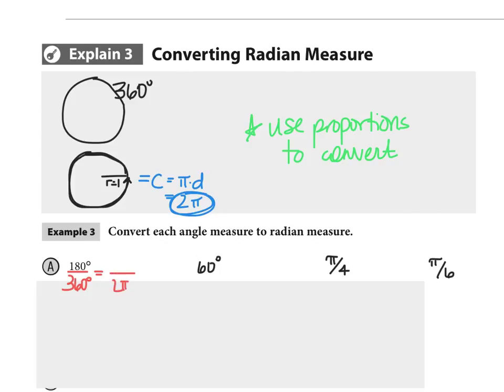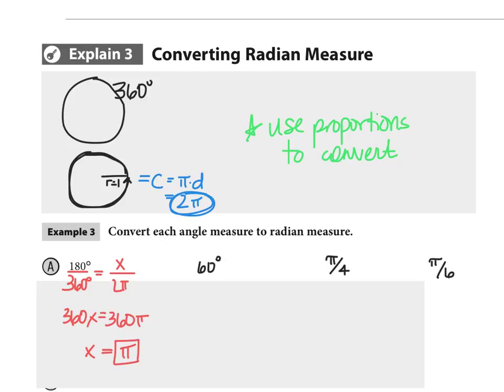So if I put an x up here and solve that out, and I'm cross multiplying here, I'm going to end up getting 360x equals 360 pi. I'm not going to use the pi button. I'm going to keep everything in terms of pi. So then x, or the radian measure, is pi. So that would be your final answer.